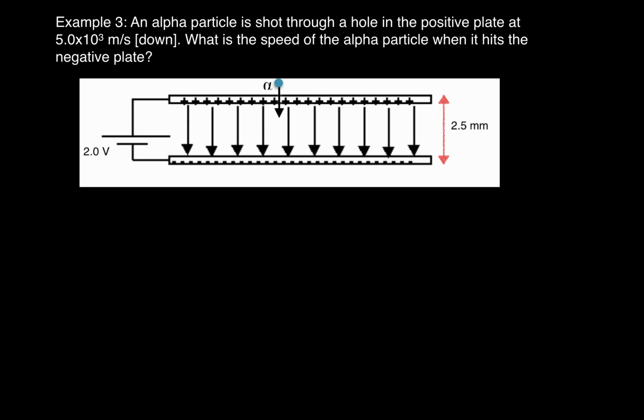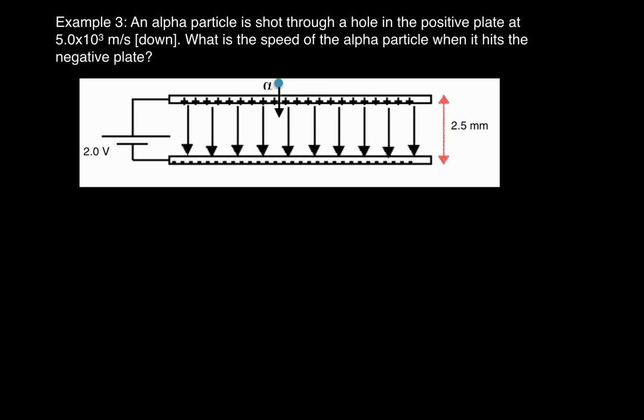Example 3. In this example, we have a parallel plate system where the plate separation distance is 2.5 millimeters. The battery's voltage is 2 volts. An alpha particle is shot through a hole in the positive plate at 5.0 times 10 to the 3 meters per second down. What is the speed of the alpha particle when it hits the negative plate?